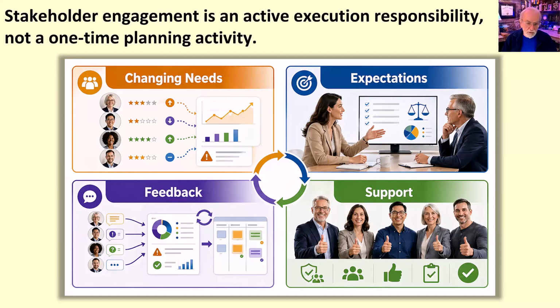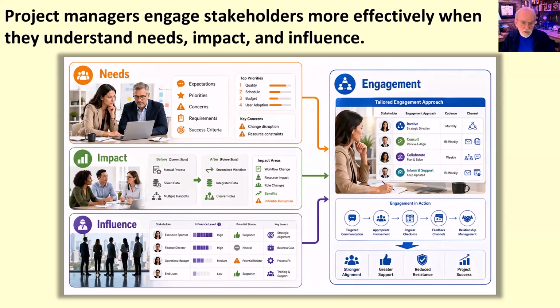When engagement is managed well, stakeholders are more likely to provide useful feedback, support decisions, and stay aligned with project outcomes. To manage engagement effectively, the project manager first needs to understand who the stakeholders are, what they need, and how their influence may affect the project. So project managers engage stakeholders more effectively when they understand needs, impact, and influence.